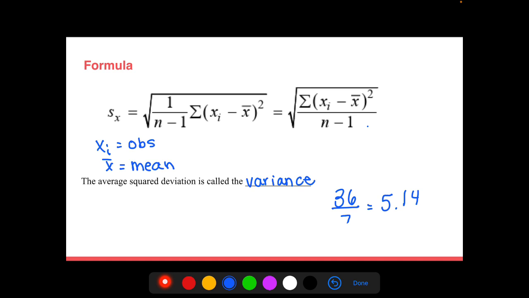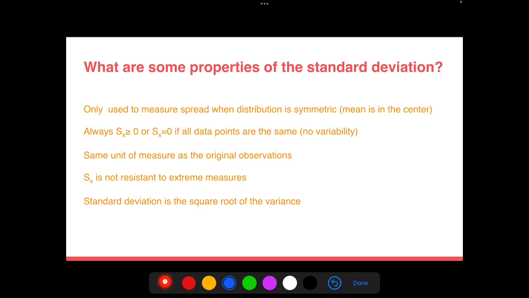Okay, so the next one. Oh, it's there. Okay, so what are some properties of the standard deviation? We only use it to measure spread when the distribution is symmetric and the mean is in the center. It's always greater than 0, because remember, anytime we had negatives, we squared them, so that got rid of negatives. If it actually equals 0, then that means there's no variability, okay?